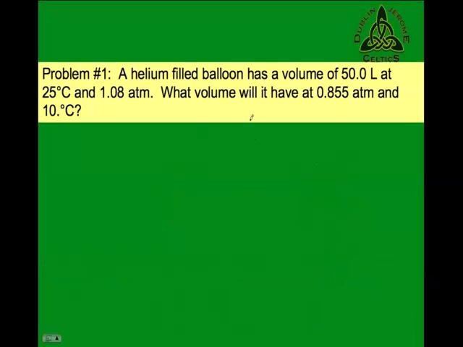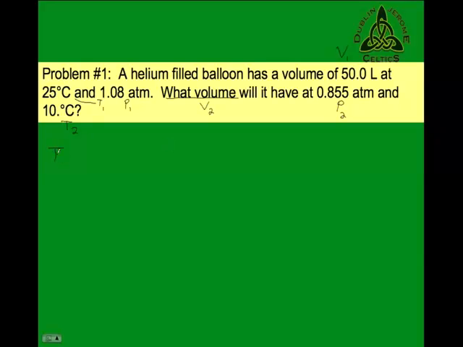Let's take a look. A helium-filled balloon has a volume of 50 liters at 25 degrees Celsius and 1.08 atmospheres. Okay, so all those numbers go together. I have an initial volume, V1, of 50 liters, my initial temperature, and my initial pressure. What is the final volume, the second volume, if I have a new pressure and a new temperature? All right, let's pull all those numbers out.